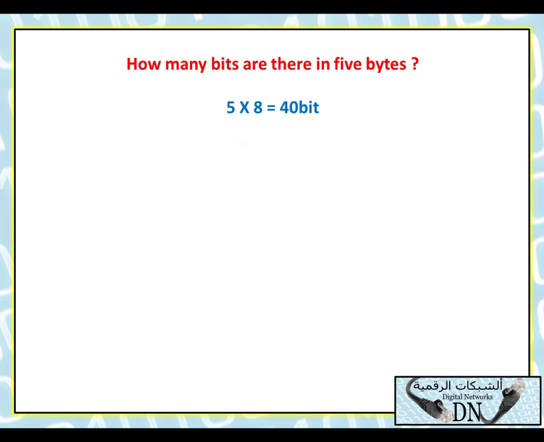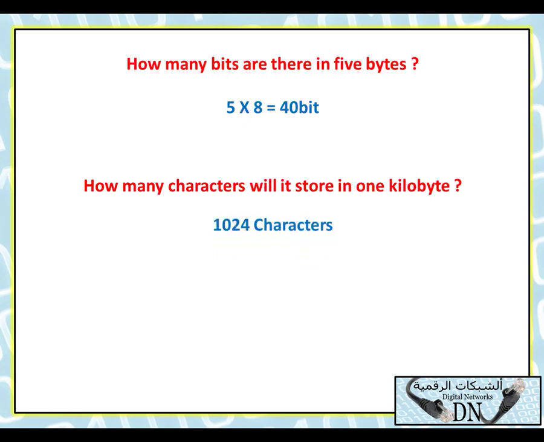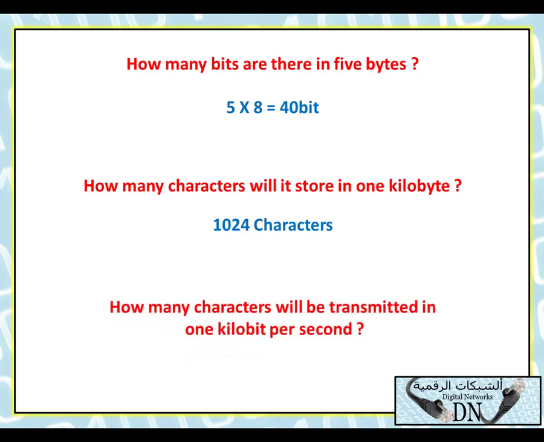We will take 3 questions that more clearly explain units of measurement for data. How many bits are there in 5 bytes? The answer is 5 times 8 equals 40 bits. How many characters will it store in 1 kilobyte? The answer is 1024 characters. How many characters will be transmitted in 1 kilobit per second? The answer is 1000 bits divided by 8 equals 125 characters.